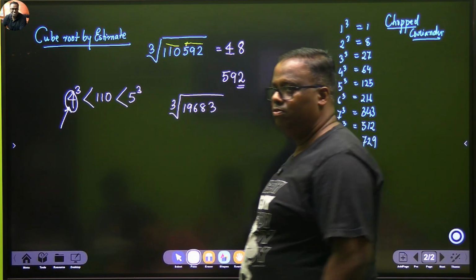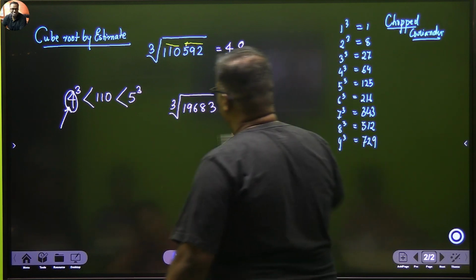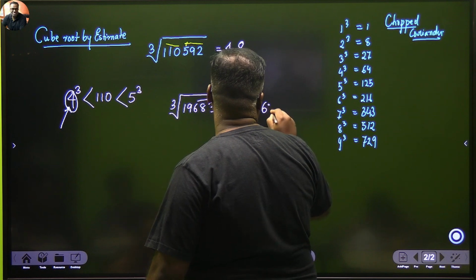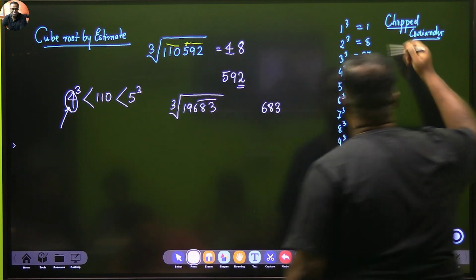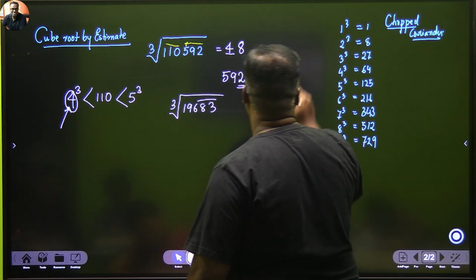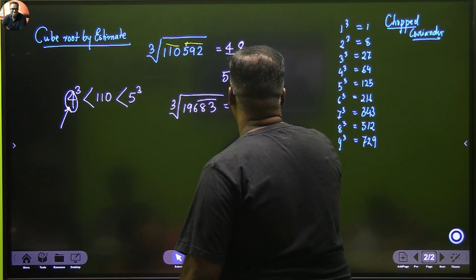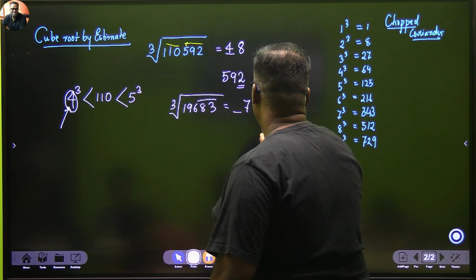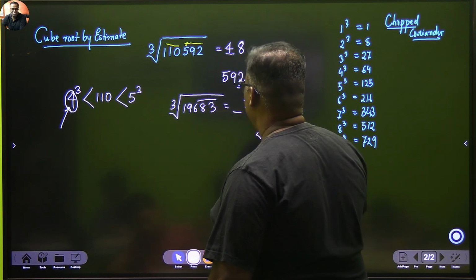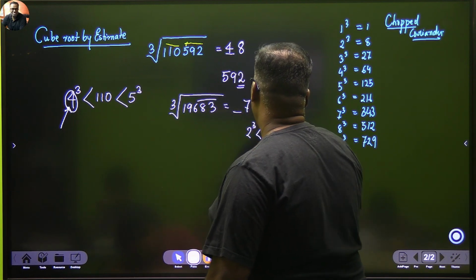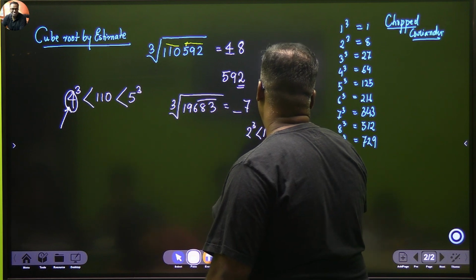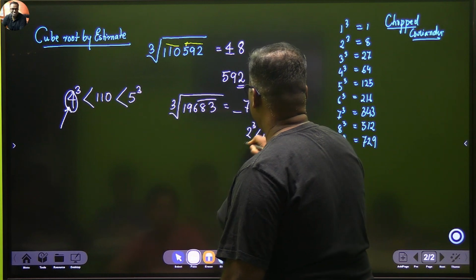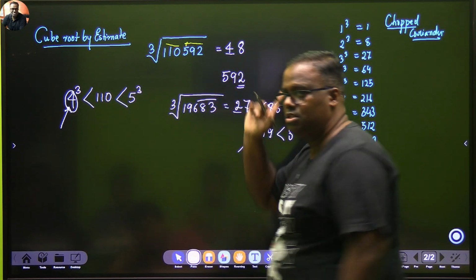Understood? First step is what? Not pairs, triplets. So I have 683 as my first triplet. Look at 3, 7. So the cube root of this number will have 7 out here. And it's 19. 19 comes between 2 cube and 2 cube is how much? 8. 3 cube is 27, which is 20. I don't write 27. I write what? 3 cube. So 2 cube is the smaller number. Put 2 out here. That's the cube root.